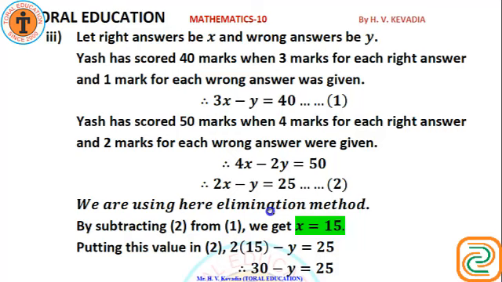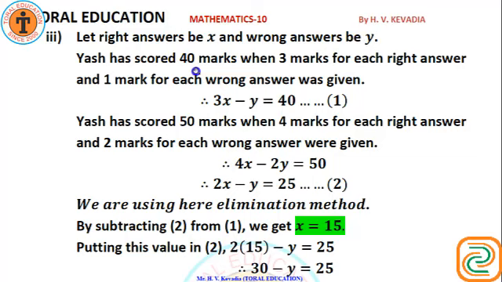right? If Yash has given correct answer and 3 marks is awarded for each correct answer, that is right answer, and 1 mark deducted from the right scores if the answer is wrong, then he will have got 40 marks. So we have to find out right answers be x and wrong answers be y. When we add both x and y, we will get total questions.